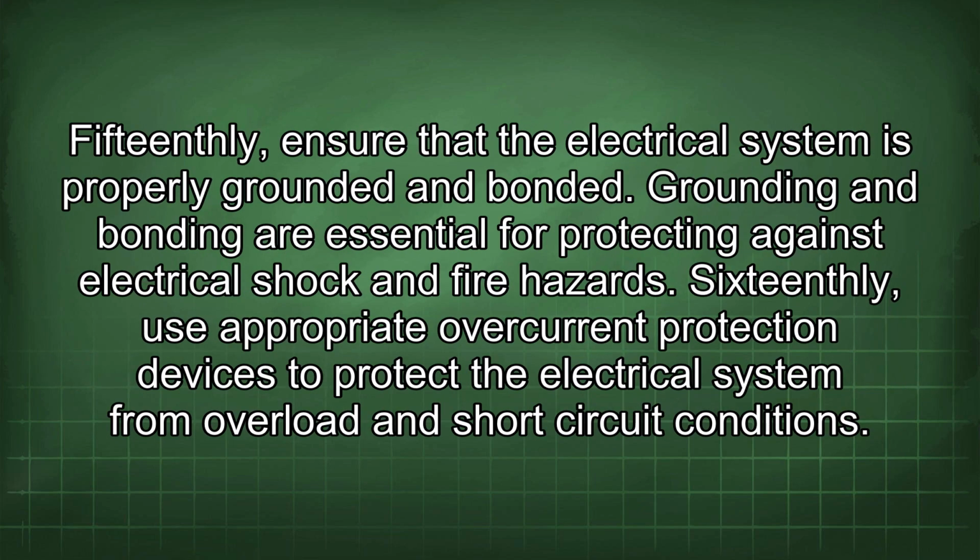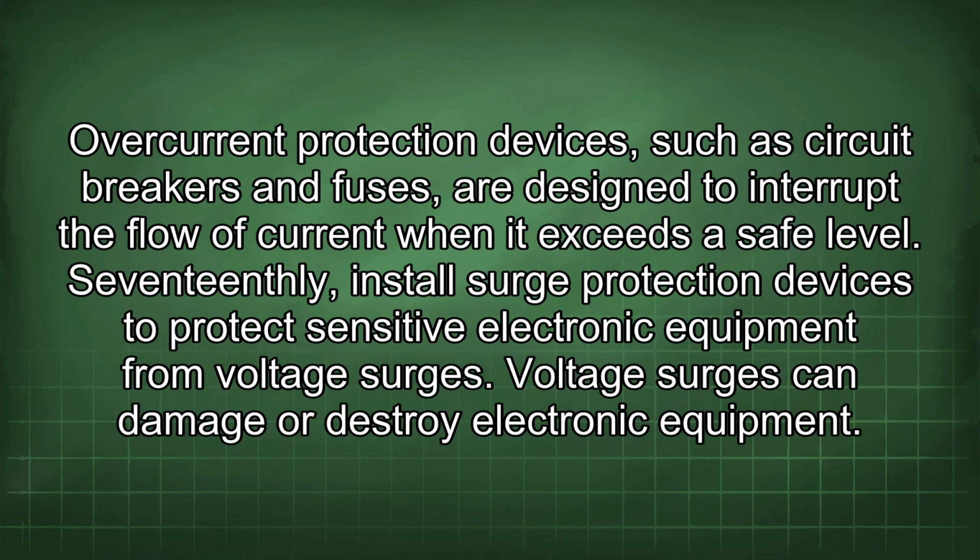15thly, ensure that the electrical system is properly grounded and bonded. Grounding and bonding are essential for protecting against electrical shock and fire hazards. 16thly, use appropriate overcurrent protection devices to protect the electrical system from overload and short-circuit conditions. Overcurrent protection devices, such as circuit breakers and fuses, are designed to interrupt the flow of current when it exceeds a safe level. 17thly, install surge protection devices to protect sensitive electronic equipment from voltage surges.